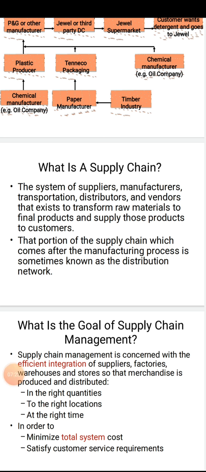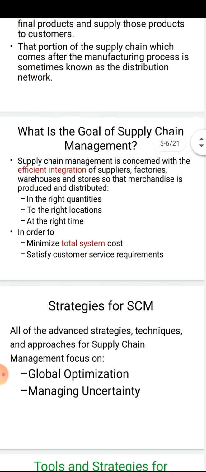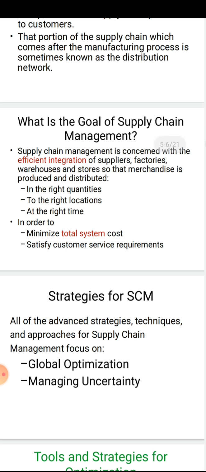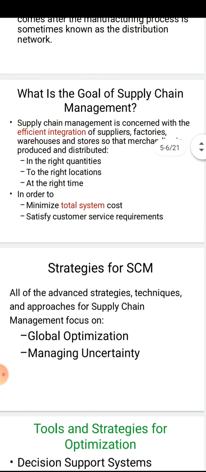Then we will discuss the strategies of SCM. All the activities, all the advanced strategies, techniques, and approaches for supply chain management basically focus on global optimization and managing the uncertainty. Global optimization is a very basic concept, a very basic strategy for SCM.